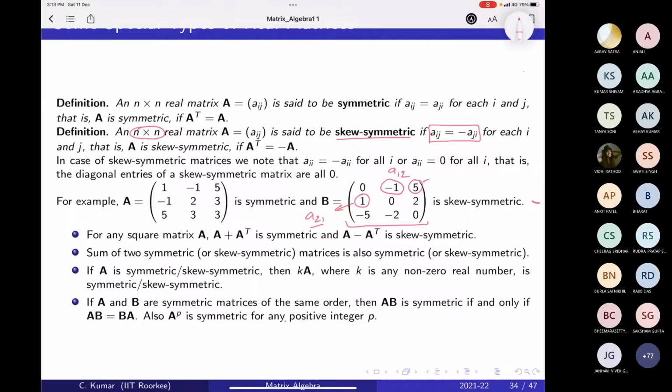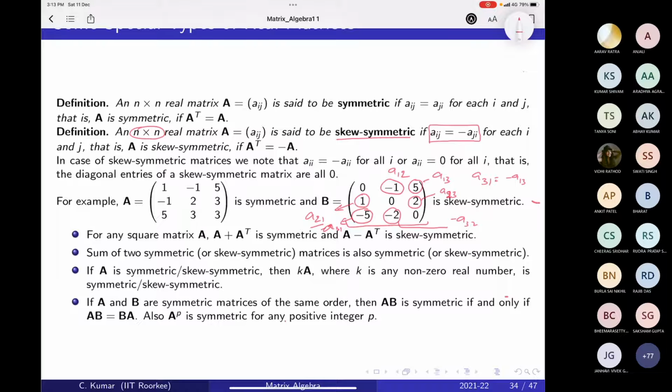Similarly, this is the first element in the third element in the first row, and the negative of this is A31. So A31 is equal to minus A13. Similarly, you can see this 2 is the third element in the second row. So A23 is equal to minus of A32. And the diagonal elements will be 0.